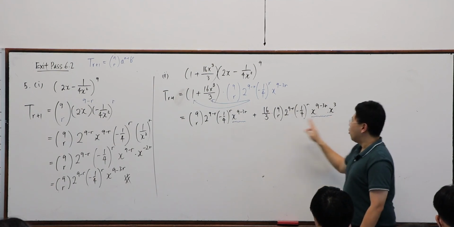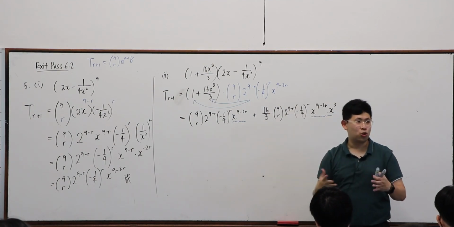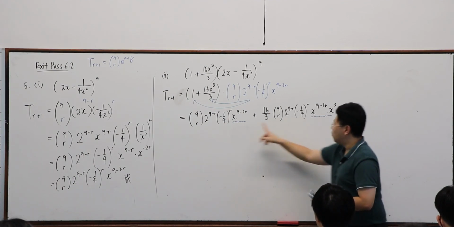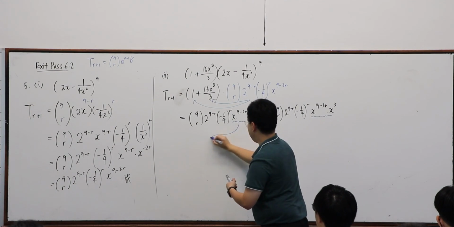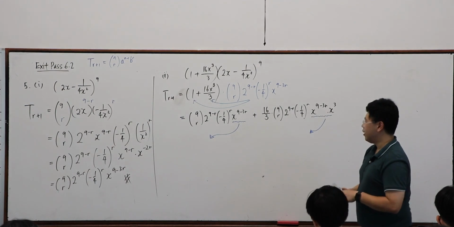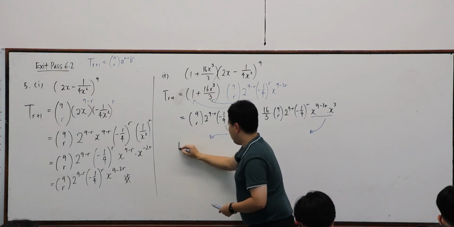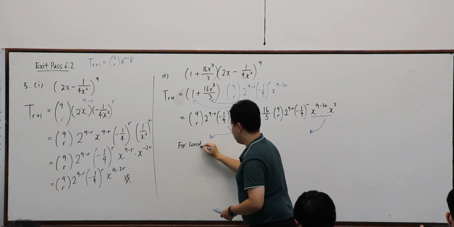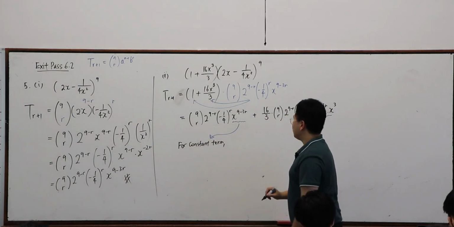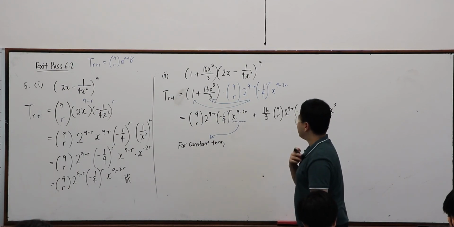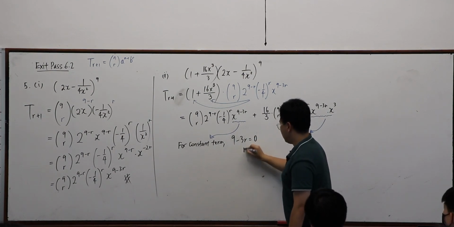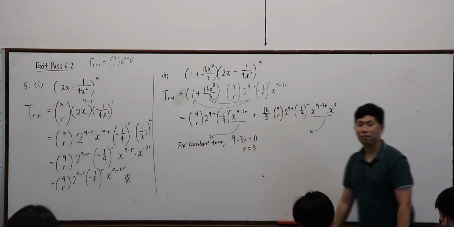We are more interested in the x term because we want to show that it doesn't have a constant term. So we need to observe this. Okay, let's observe this and see. For a constant term, over here, 9 minus 3r is equal to 0. So r is equal to 3 for this one.